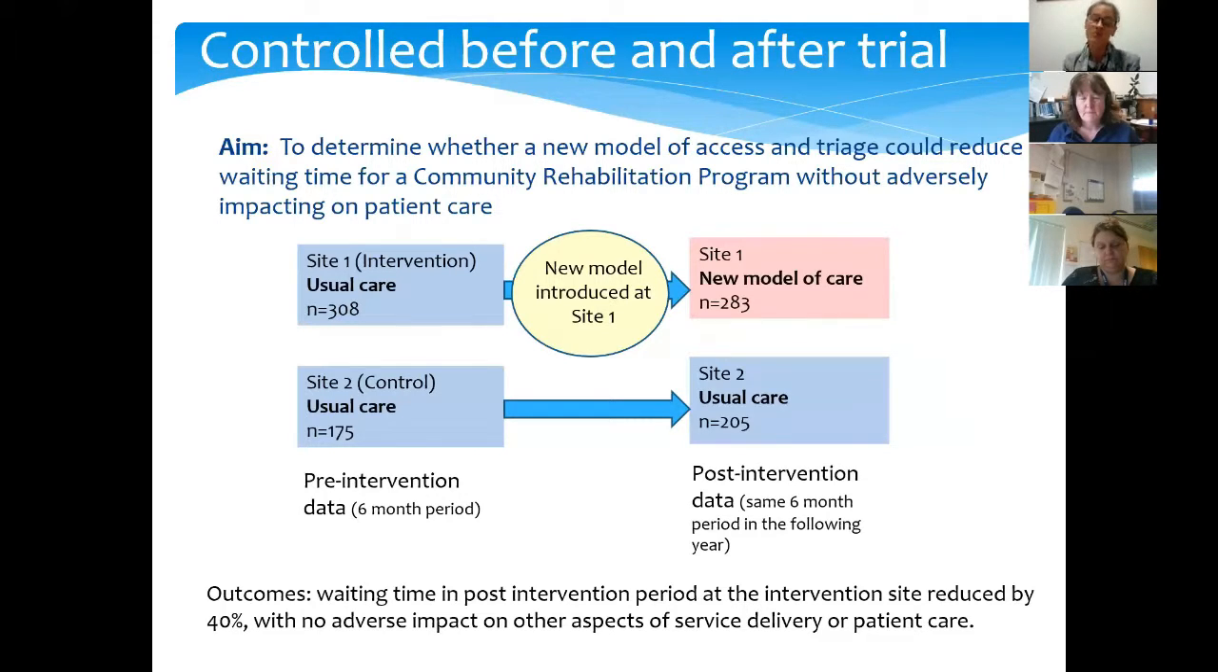One way of adding a little bit more rigour to a before and after trial is by adding a control group. So looking at the diagram there showing the research method, we had 2 sites here receiving usual care. This was an intervention looking at a new model of access and triage to see if it could reduce waiting time for a community rehab program without adversely impacting on other aspects of patient care.